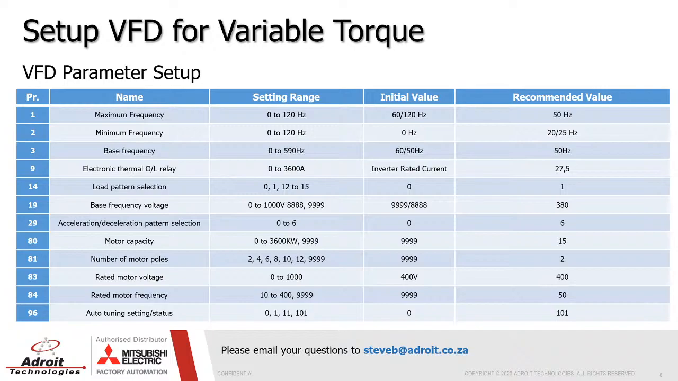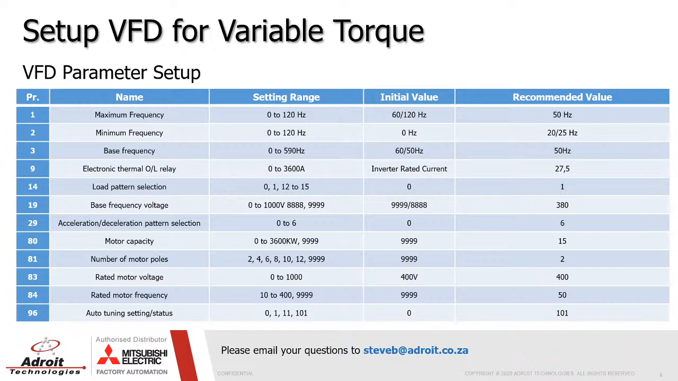For a variable torque, we're going to select 1 for load pattern, which is a variable torque load pattern. Our base frequency voltage, sorry, I made a mistake there, that will be 400 volt. Our acceleration deceleration pattern, we're going to set to 6. Our motor capacity for parameter 80, we're going to set to 15 as it's a 15 kilowatt motor. And the number of poles of that applicable motor is a 2-pole motor. The rated voltage is 400 volts of the motor, and the rated frequency is 50 Hertz.